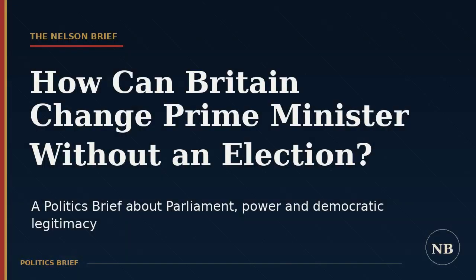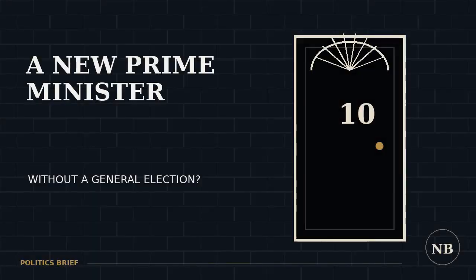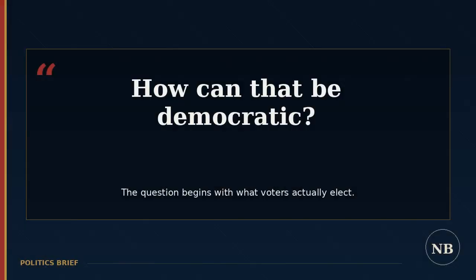Britain can change its Prime Minister without holding a general election. To many people, that sounds wrong. After all, the Prime Minister leads the government, appears on election posters, takes part in television debates, and speaks for the country on the world stage. So how can one person leave Downing Street and another move in without the public being asked to vote?